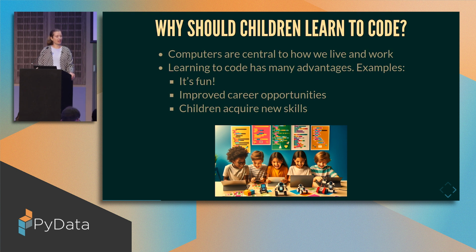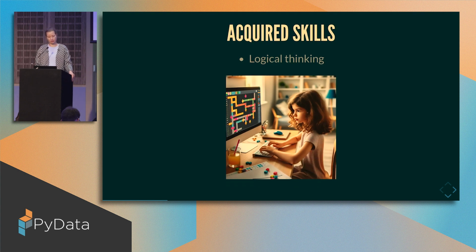Of course, there are obvious advantages like improved career opportunities, but most important is for me that they learn specific skills when they learn how to code. And we will look into some of these now. These are all, of course, only examples. First of all, logical thinking. Coding helps children to develop logical thinking skills by breaking down a complex problem into smaller, more manageable parts. So they learn not only to solve a problem, but also to explain why and how they solved it that way. And this skill is, of course, essential in everyday life because it helps us to make more structured decisions and solve problems in a more efficient way.